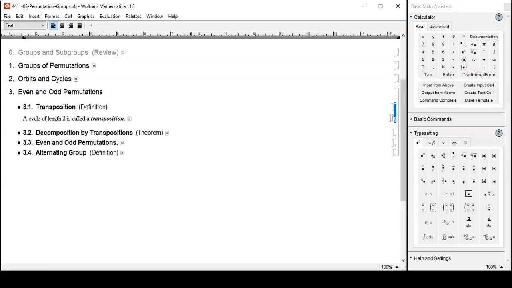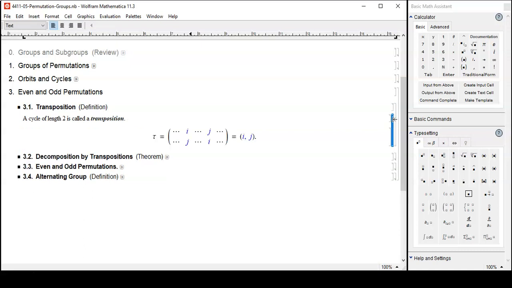First, let's take care of some lingos. A cycle of length 2 is called a transposition. That is, a 2 cycle is called a transposition. So everything remains the same, but we are switching i and j.